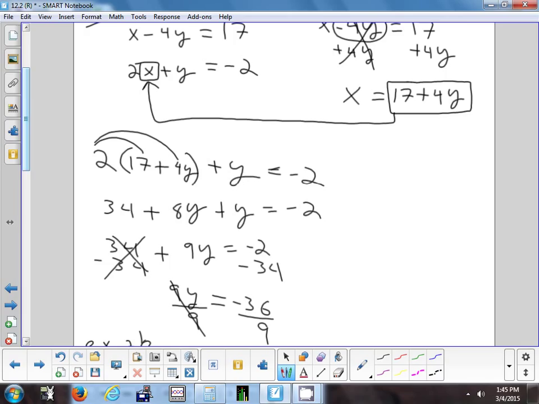Negative 36 divided by positive 9. What's a negative divided by a positive? Negative. And what is it? Negative 4. Ben said it. Good. Okay. Any question on that?